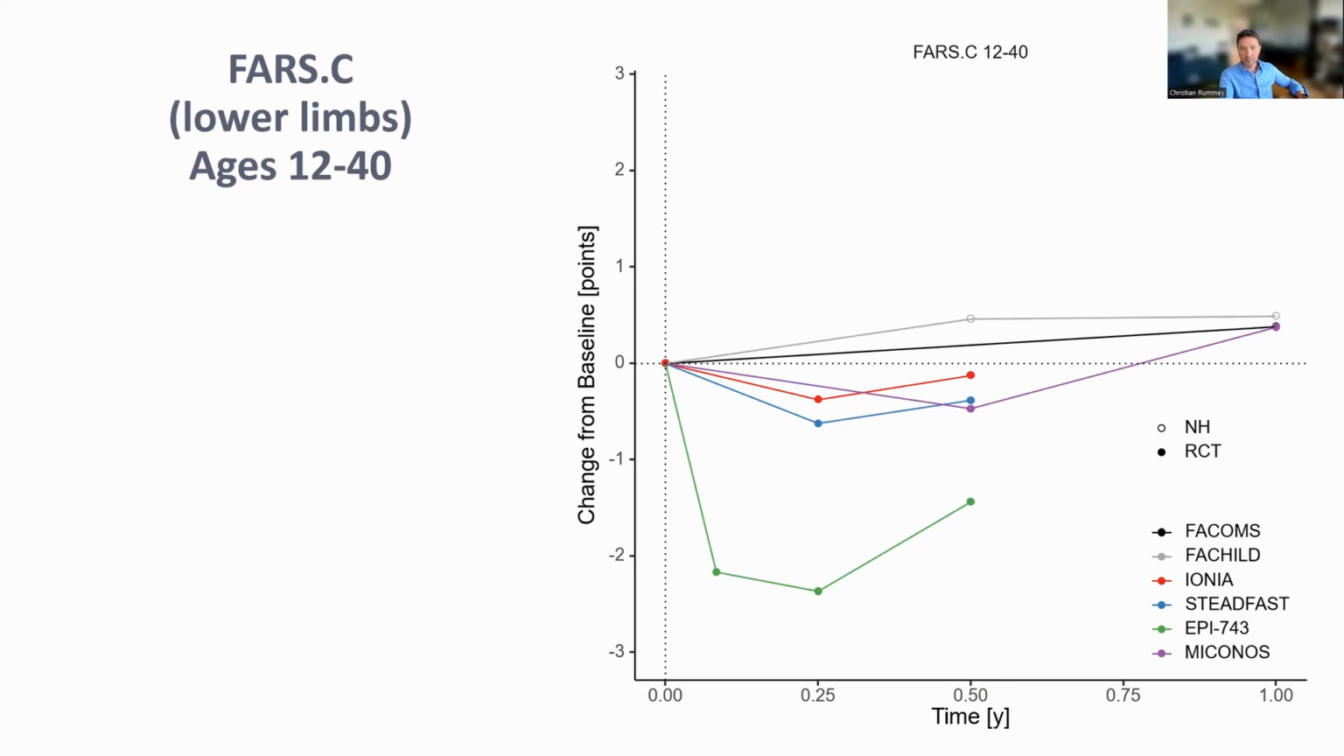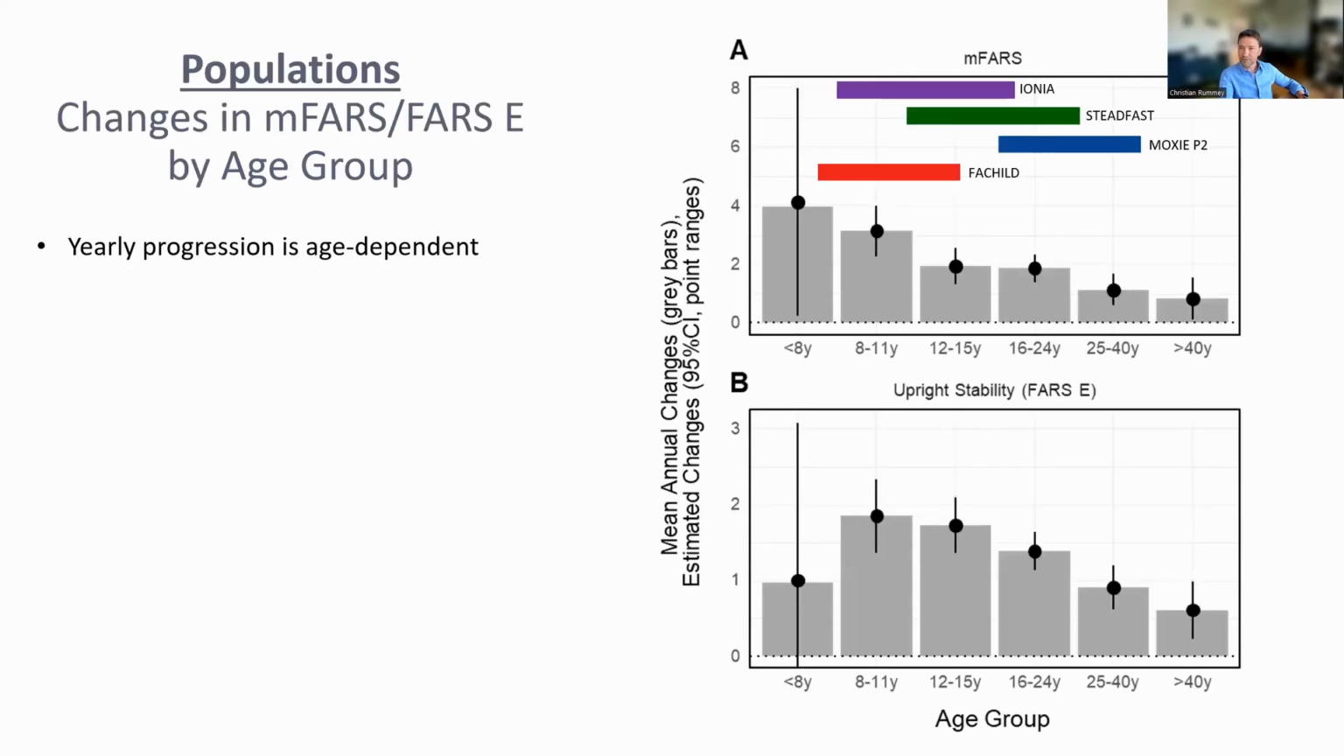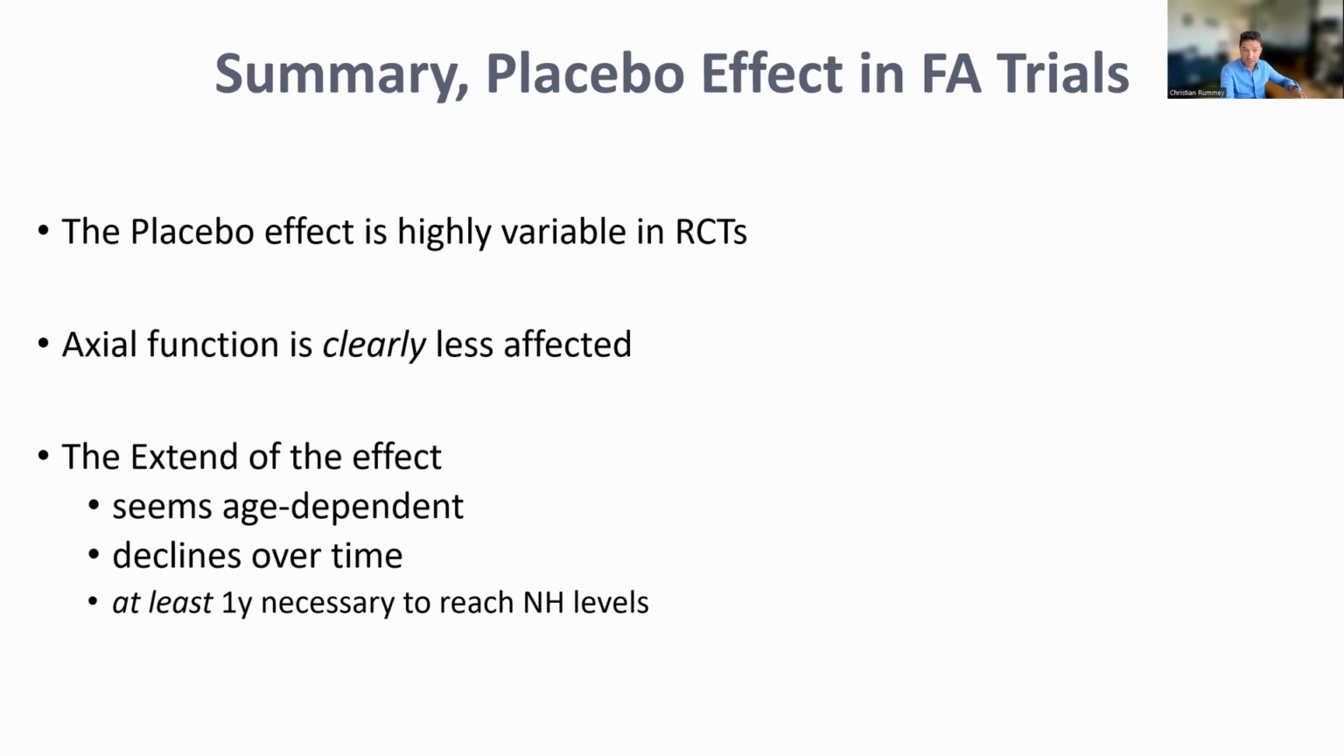And that is the lower limb part that is also appendicular and shows a similar pattern. So I'm going to skip those and summarize. So I think the placebo effect is highly variable also in these RCTs. It's difficult. We're not there yet where we can say we can do a reliable model based on this data and then tease the effects apart. But I will say that the axial function is clearly less effective. I hope I convinced you of that.